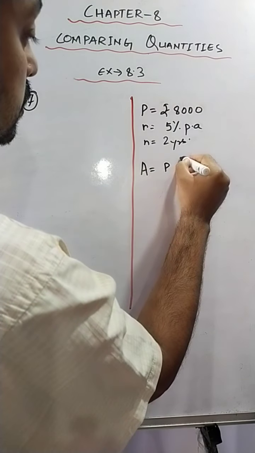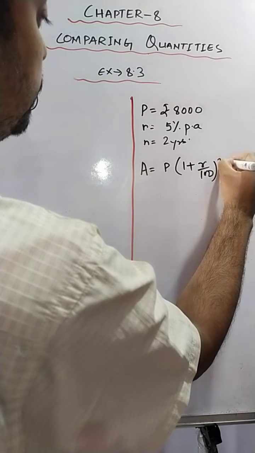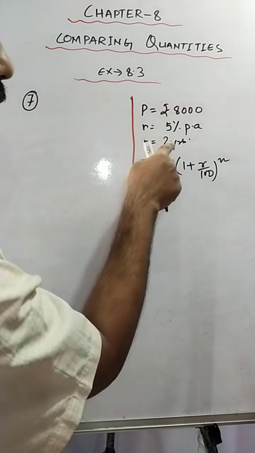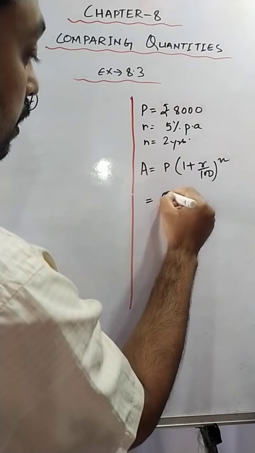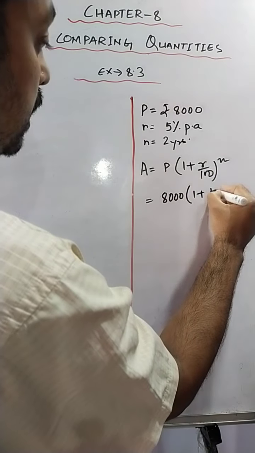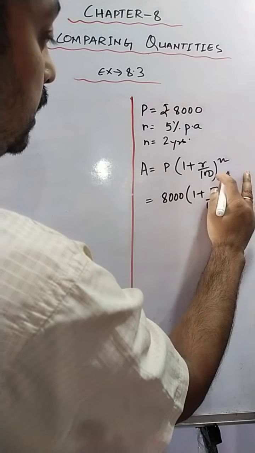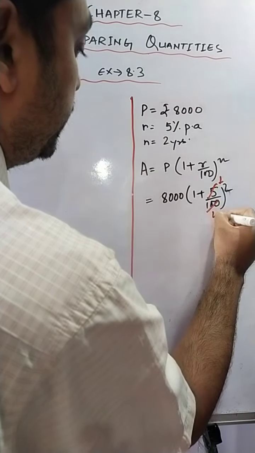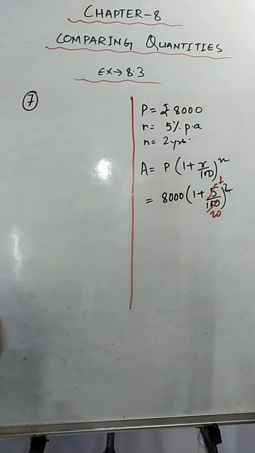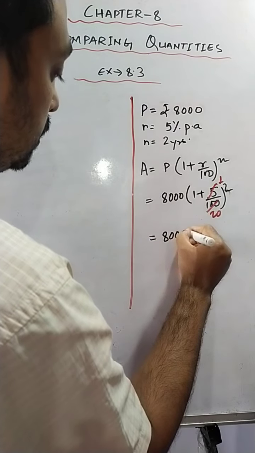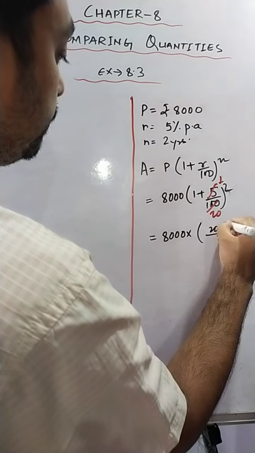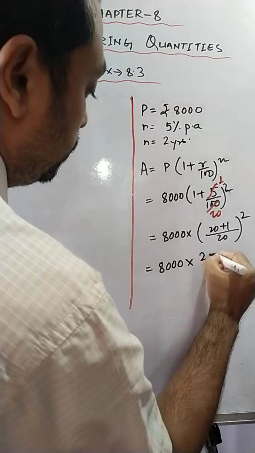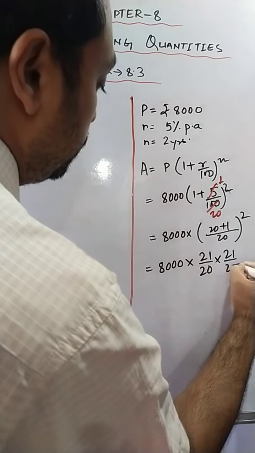That is, amount is equals to P into 1 plus R by 100 to the power n. Okay. So the value that we'll get against this amount would be the amount at the end of the second year. Now put the value 8,000, 1 plus, in place of R we'll put 5, and n is 2. Now let's reduce this 5 and 100. So 5 ones are 5, 5 20s are 100. So it will look like 8,000 into 20 would be the LCM, 20 plus 1, to the power 2. Okay, so 8,000 into 21 by 20, 21 by 20.